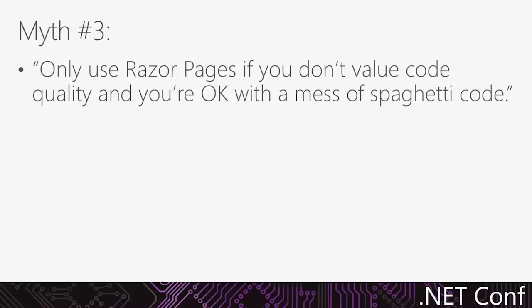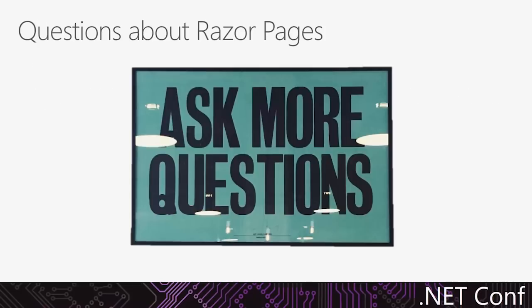And the third myth that I hear is that Razor Pages is a path to rotten spaghetti code that has no proper separation of concerns or abstraction layers. Now, that's not to say that you can't write lousy spaghetti code-ridden Razor Pages. You most certainly can. But you could do that with MVC views, too. Just because you can doesn't mean that you must or that you should, as we'll soon see.